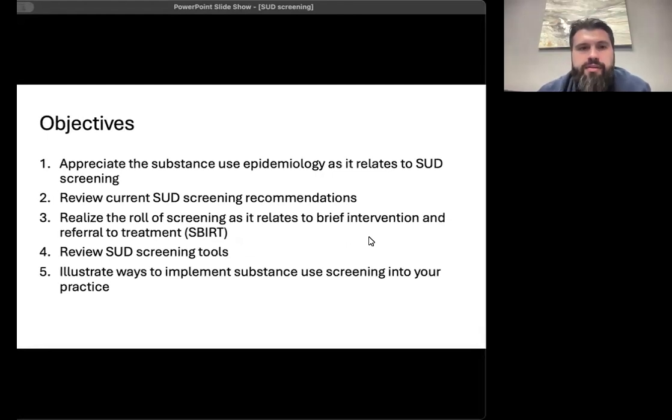Here are the objectives of today's talk. Really to understand and appreciate the substance use epidemiology as it relates to SUD screening, review current SUD screening recommendations, realize the role of screening as it relates to SBIRT, which is screening, brief intervention, and referral to treatment, review some current SUD screening tools, and then show you how you would do this at your clinic if you're not already doing so, and give you some examples of how to actually implement it.